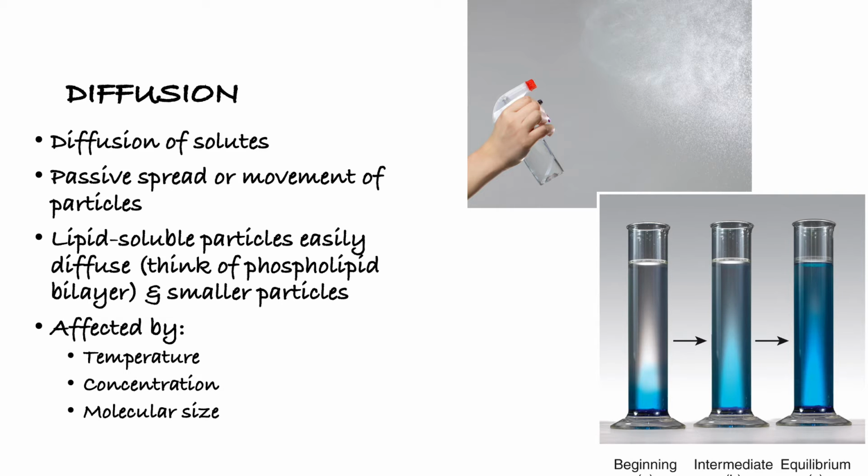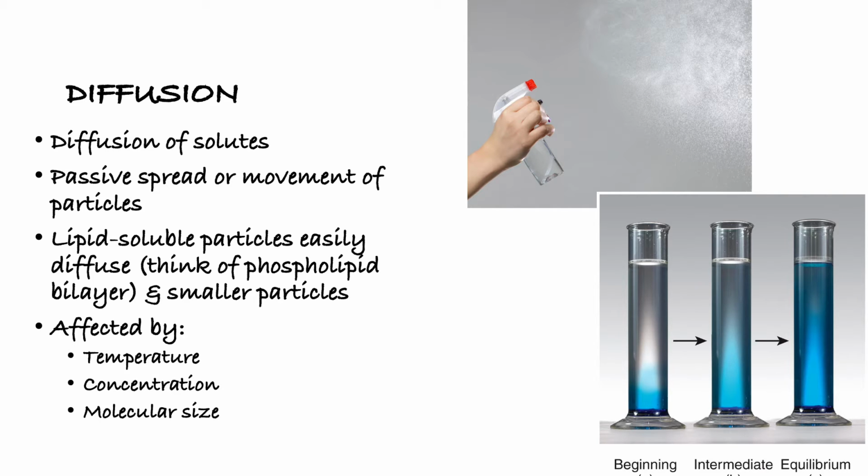Lipid soluble particles easily diffuse through the plasma membrane. They don't really need a lot of work. Think of the phospholipid bilayer. Like becomes like, so the plasma membrane is made up of lipid, and it's going to be very easy for lipid particles to diffuse in. Also, smaller particles like oxygen and carbon dioxide, this is how they enter and exit the cell.